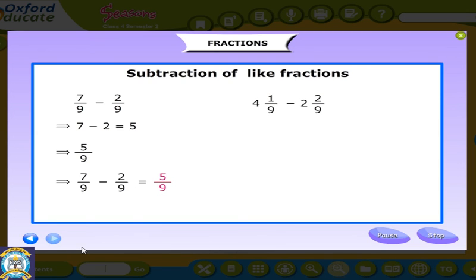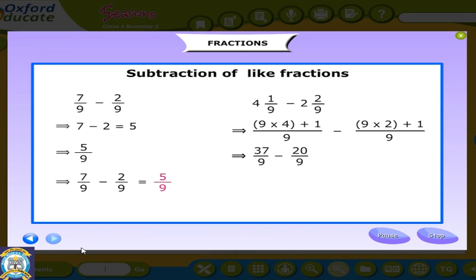Example 2. 4 1/9 minus 2 2/9. Step 1. Convert the mixed fraction to improper fraction. Step 2. Subtract the numerators. 37 minus 20 equal to 17. Step 3. Write the answer as 17/9. Step 4. Convert the improper fraction to mixed fraction. That is 1 8/9.